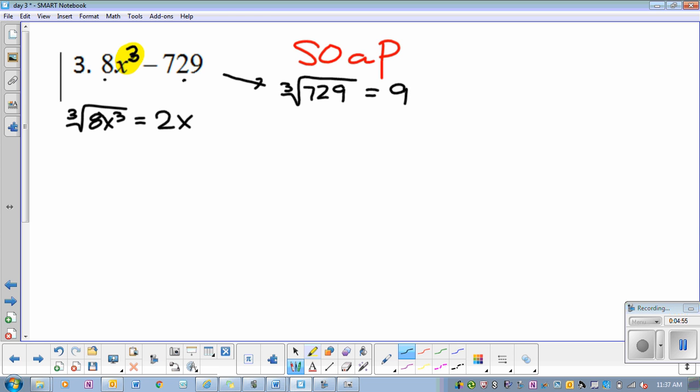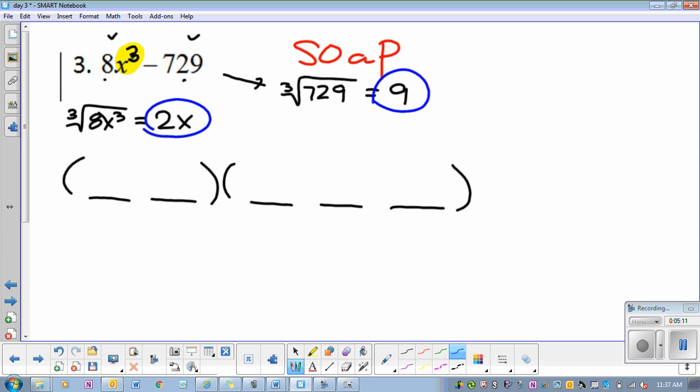So, okay, perfect. Binomial, perfect cubes. Now I can start my SOAP setup, right? So this one has 2, this one has 3. You just found the two terms that go in your binomial, your first parentheses. You have 2x, which came from 8x cubed. You have the 9, which came from the 729. I'm going to save the signs for when I do the SOAP, okay?